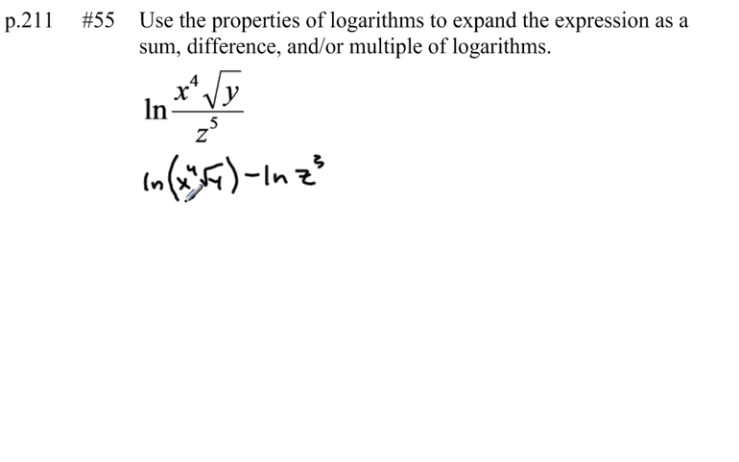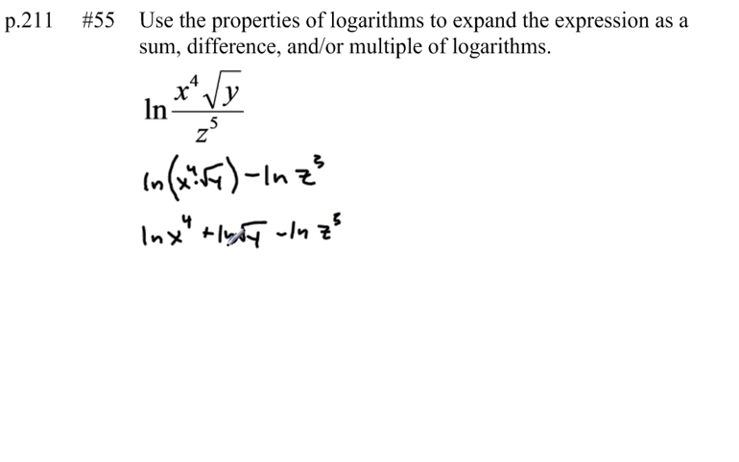Now let's take care of this part right here because we have the logarithm of two quantities multiplied, x to the fourth times the square root of y. Anytime we have the logarithm of two quantities multiplied, we can write that as two separate logarithms added together. So I can say that's equal to the natural logarithm of x to the fourth plus the natural logarithm of the square root of y, and then I'll bring down minus the natural logarithm of z to the fifth.